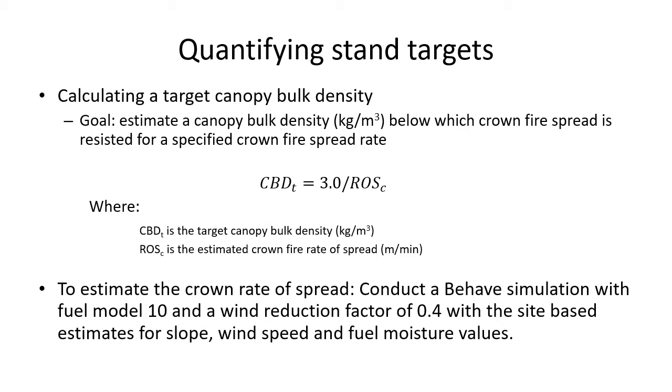And remember here that ROS crown is going to be based on fuel model 10 with a wind reduction factor of 0.4, and then you would use the site-based estimates for slope and wind speed and fuel moisture to calculate the expected active crown fire rate of spread under those conditions, and then you plug that in, and this equation will give us a target canopy bulk density for our thinning treatment.